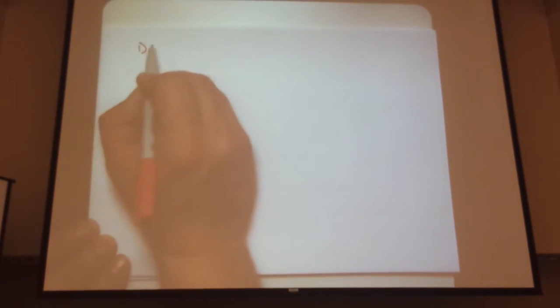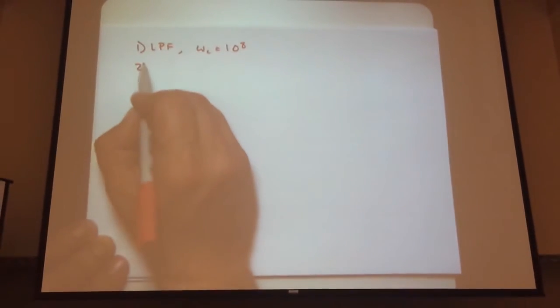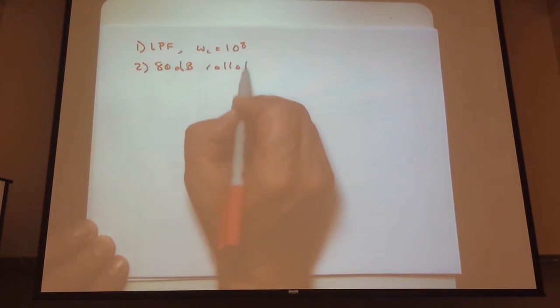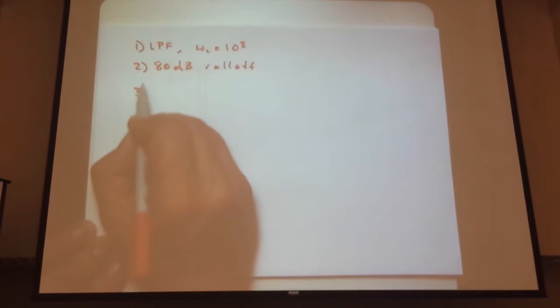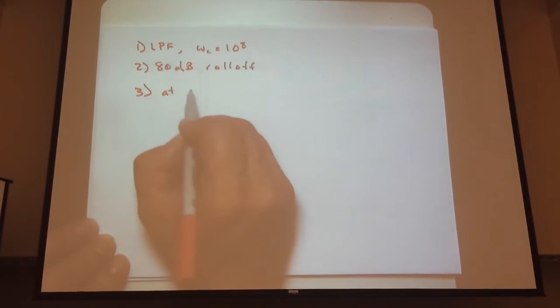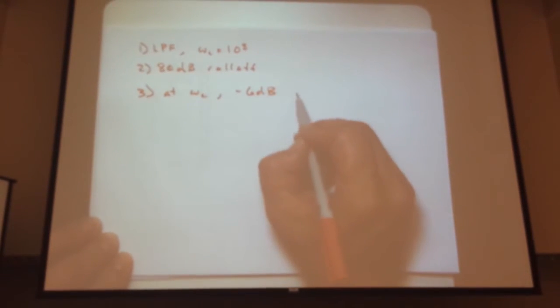Just to posit something before we do the team assignment. If we look at the same thing, a low pass filter, we can say I made the cutoff 10 to the 8, with an 80 dB roll off. And we have at omega C a minus 6 dB point relative to the passband.